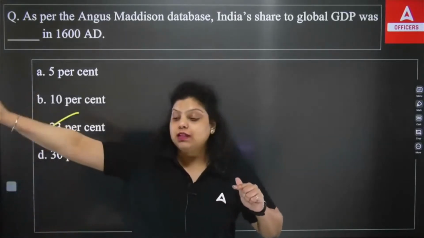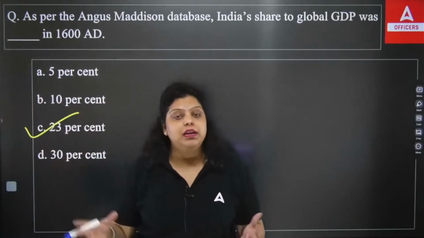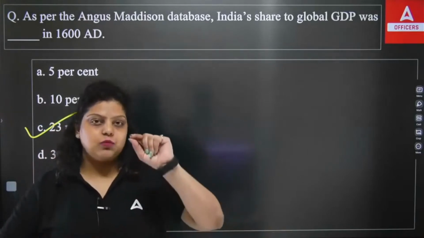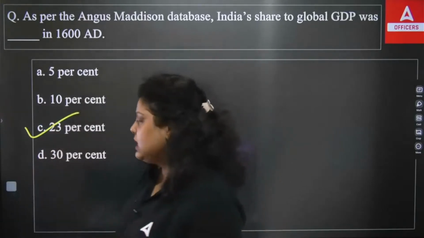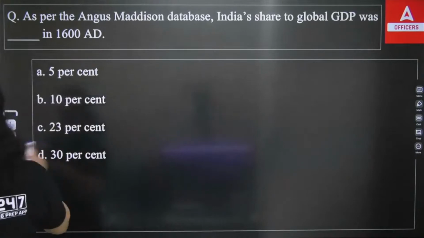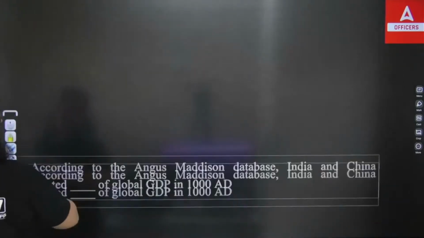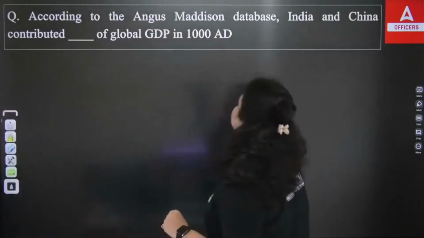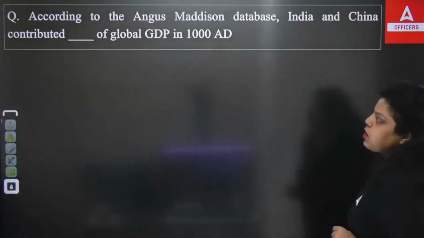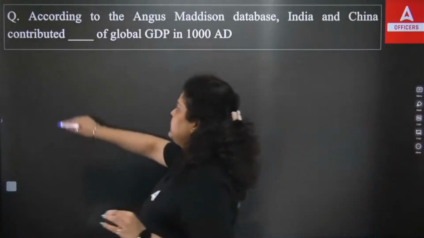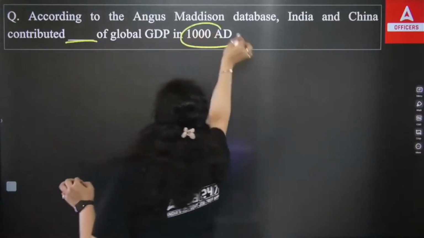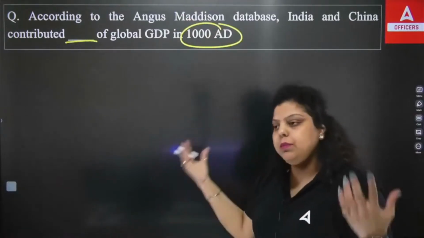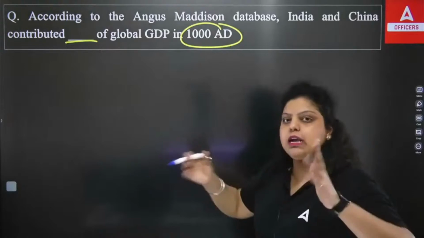At that time, India used to have a 23% share of global GDP. But when the Britishers left us, at the time of independence, we dropped to a very low level, that was 3% only in the year 1947. So the right answer will be option C. The next question is talking about, according to Angus Maddison, again a database question, India and China contributed dash of the global GDP in 1080. Nothing is there to understand in the question. There is no concept. This is data that you have to remember.